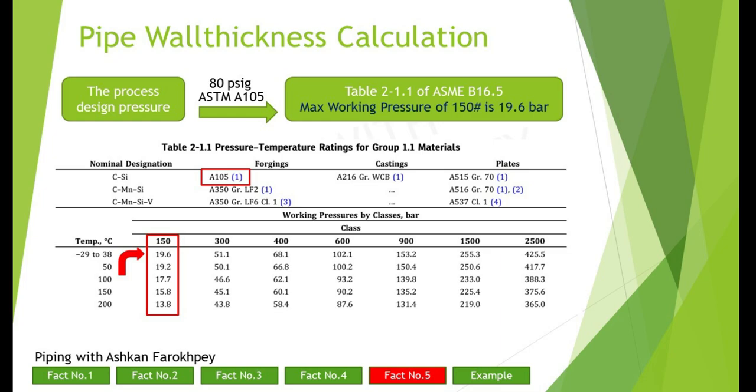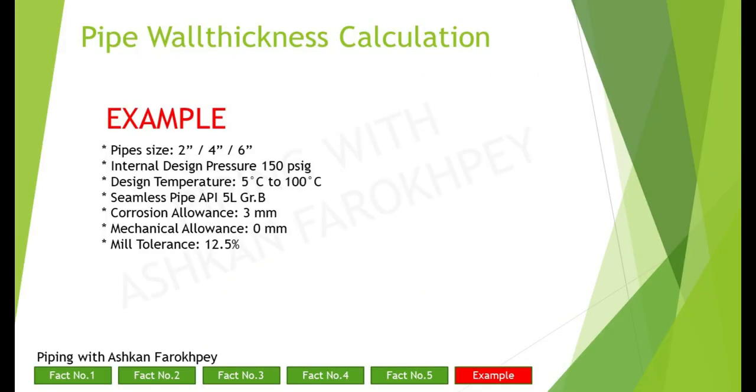Now, by knowing all these notes, let's have an example. In our example, we want to find the thickness for an API 5L seamless pipe in sizes of 2, 4, and 6 inches. Corrosion allowance is 3 mm and the mechanical allowance is equal to 0. The process design pressure is 150 psi gauge and the design temperature is from 5 degrees centigrade to 100 degrees centigrade. Now let's go to the Excel sheet calculation and find the thickness.